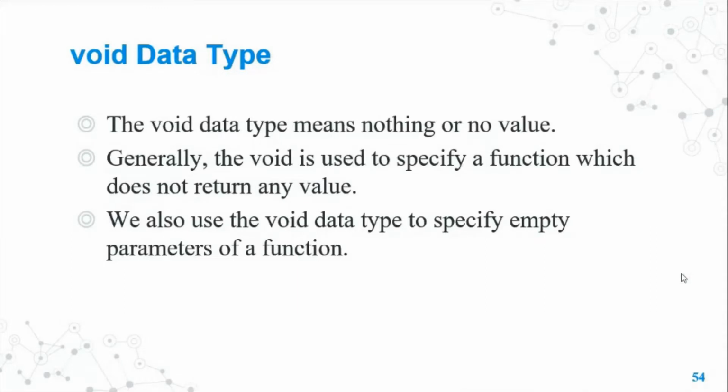A void data type means nothing or no value, so there is nothing to explain, because it is nothing. Actually, we are passing nothing or we are getting nothing. Generally, void is used to specify a function which does not return any value. Suppose we have a function, and it can be written like this: void function_name. This function will return nothing. Then within the brackets, say int or some parameters, this can also be void, no problem.